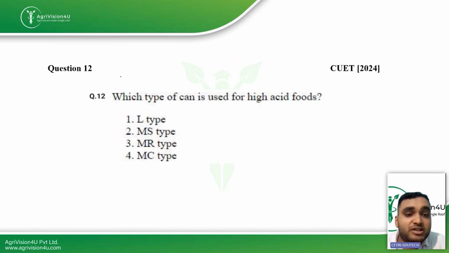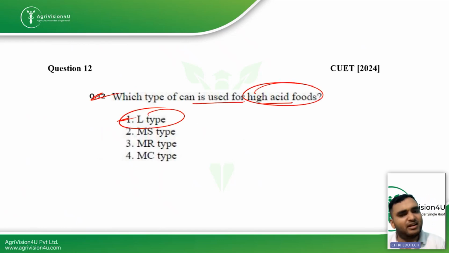Then which type of can is used for high acid food? So L type of can. Straight away it is a very simple question from your food packaging, and in that food packaging canning section this question is there. So L type cans are used for high acid foods because they have acid resistant properties. So all these questions have been asked in CUET 2024.